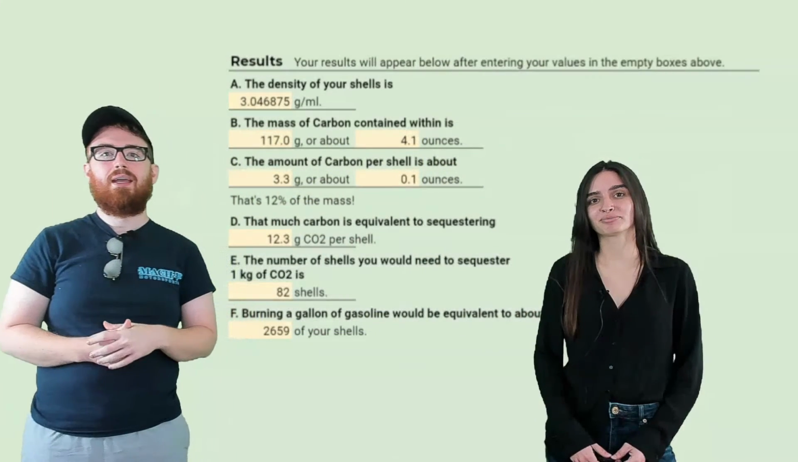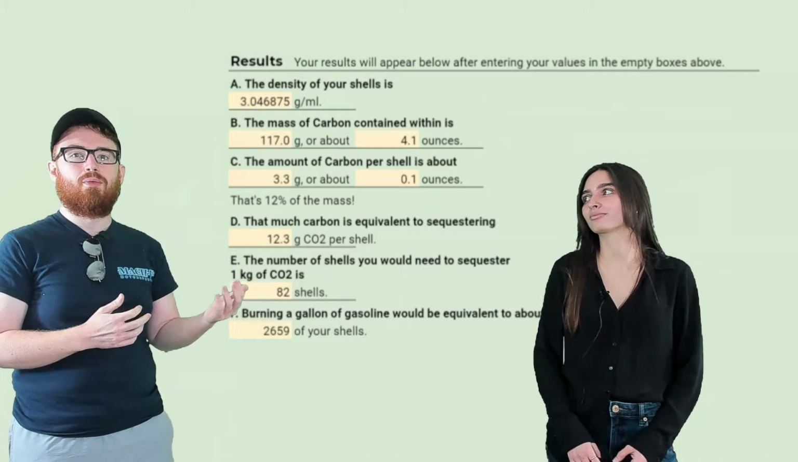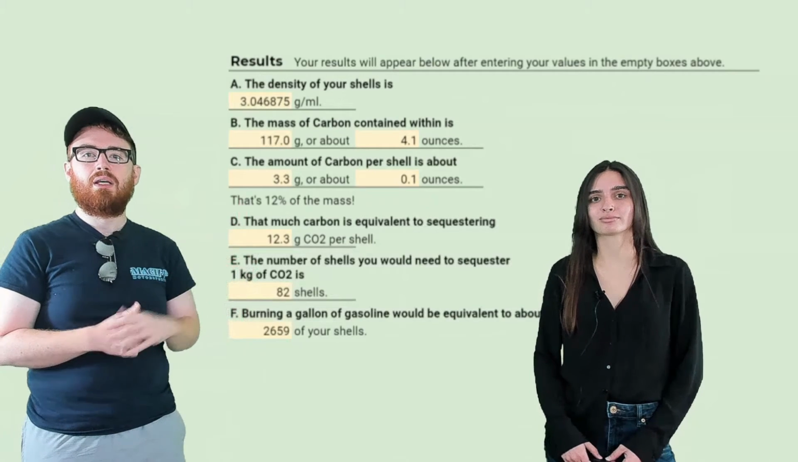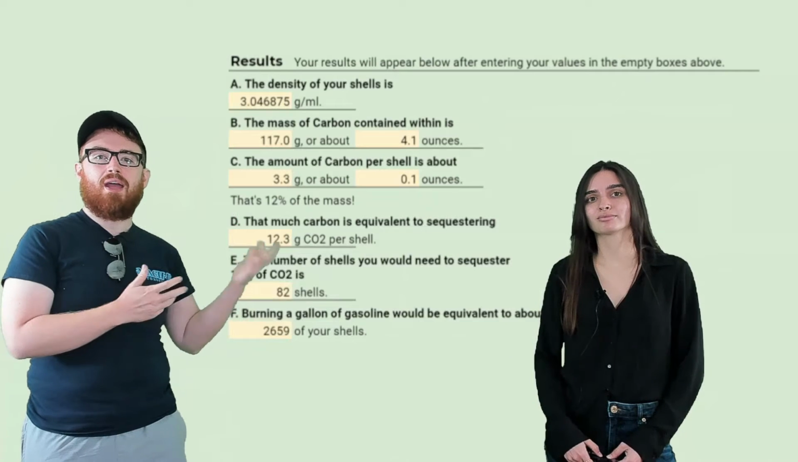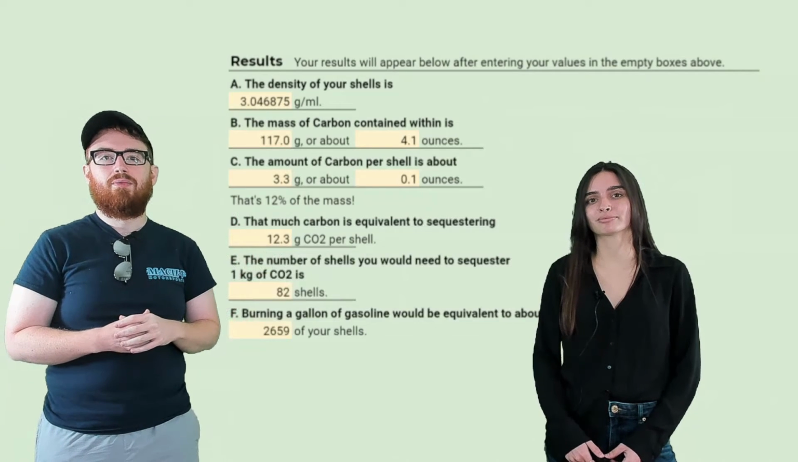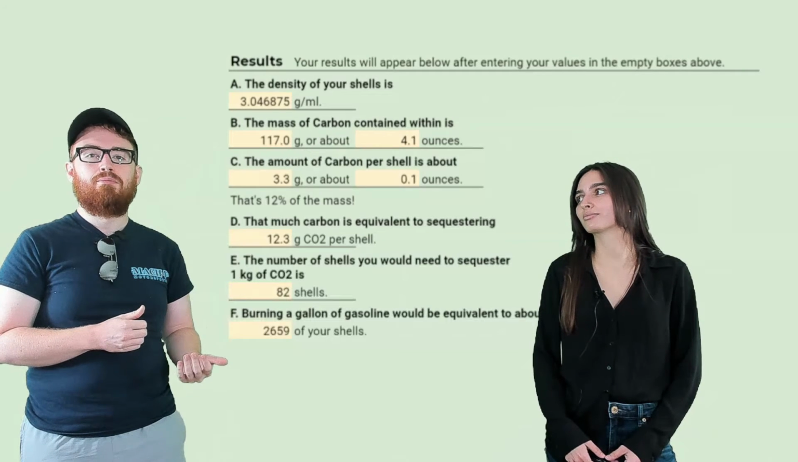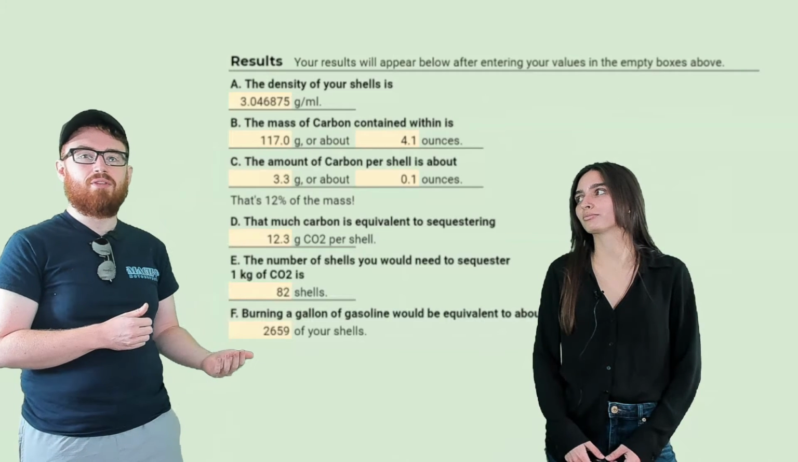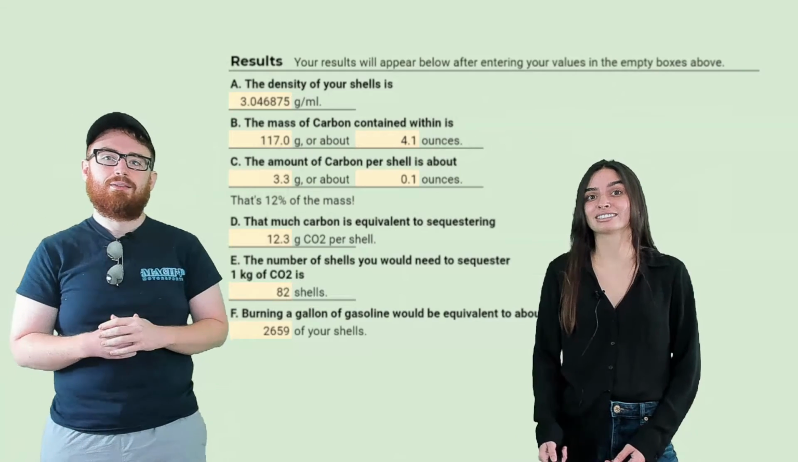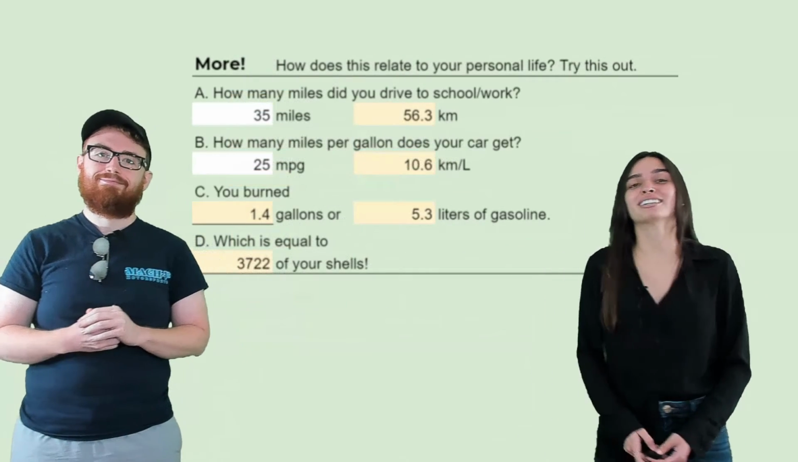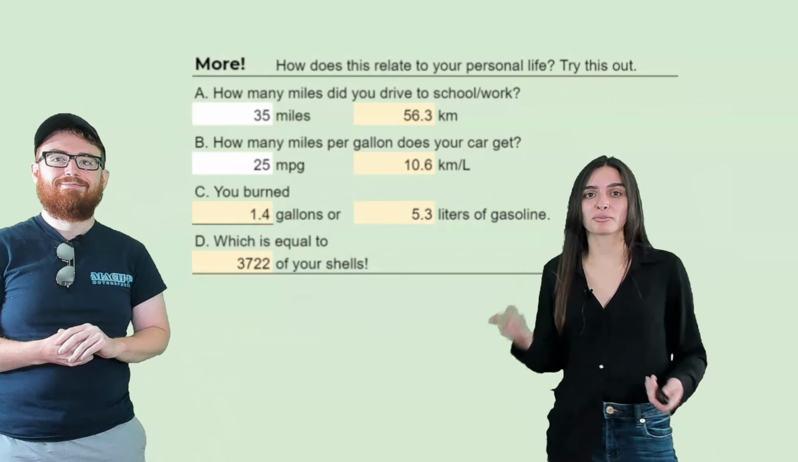And then you'll get a results page, basically giving you the density, the mass in grams and ounces of carbon contained in your shells, and even how many shells would be equivalent to a gallon of gasoline. Lots of shells.